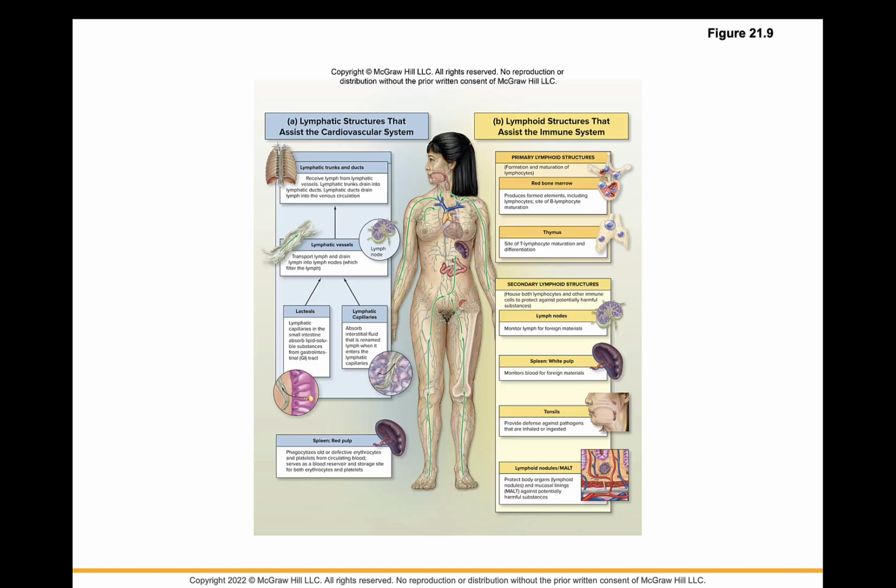Now, this is the last image of the chapter, and this image is really a nice breakdown of the two primary functions that are associated with the lymphatic system. On the left side, we actually see the lymphatic structures that assist the cardiovascular system with respect to making sure that any fluid that is not reabsorbed at the level of the capillary is picked up by lymphatic vessels and brought back into circulation. The right panel is a summary of all of the lymphoid structures that play a role in the immune system.